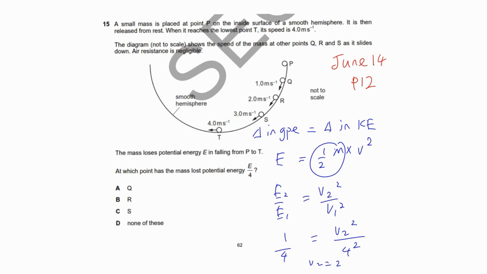So let's substitute. E2 will be 1 over 4 E, and E1 will be E, so the ratio will be 1 over 4. V2 squared is what you want to find. V1 squared is the speed here, 4 squared. So therefore, V2 will give you 2. If V2 is 2, it's basically at this point. So the answer will be B.